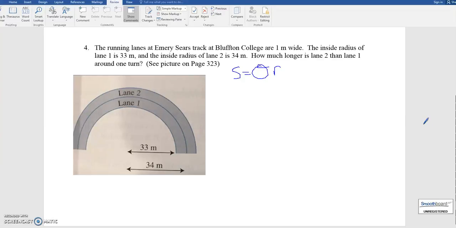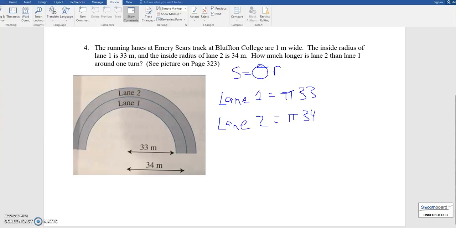So for the inside track, maybe we'll do lane 1. That's probably a better way of describing this. Okay, lane 1. That's going to be our angle measure, which was pi, right? Half a turn, 180 degrees, times the radius, which was 33. And for lane 2, it will be pi times 34.